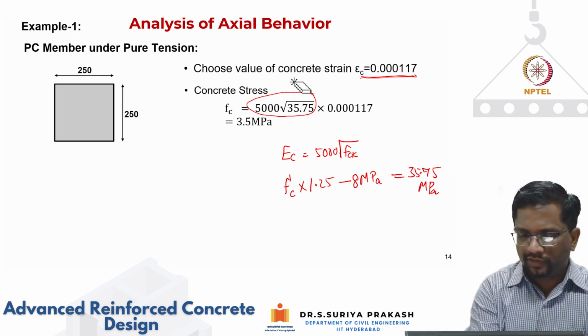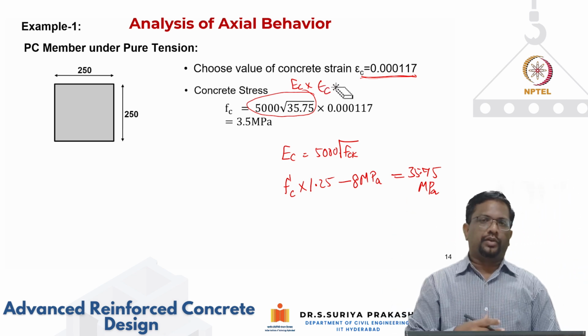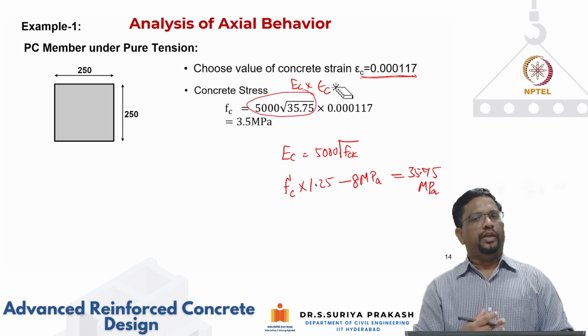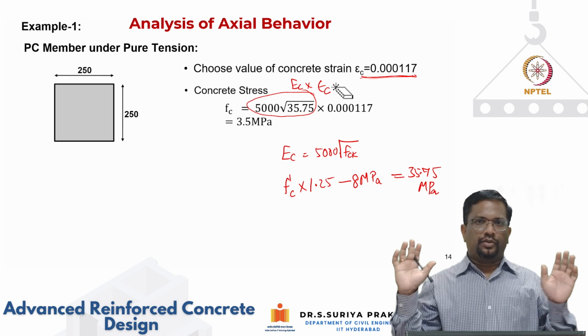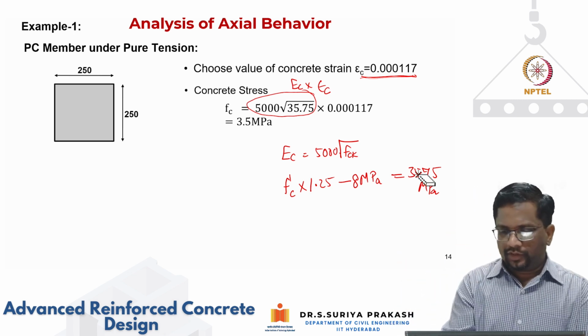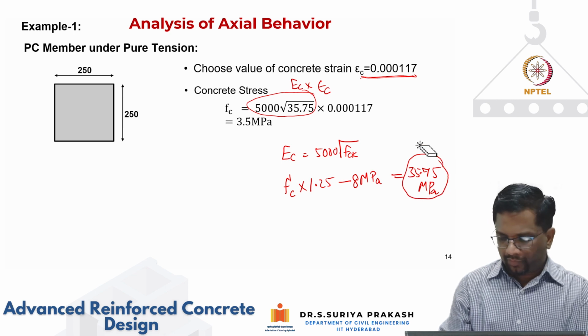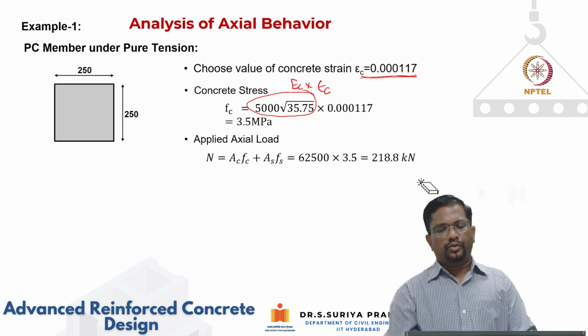In other words, this is Ec multiplied by epsilon c. That is your stress, because we know that concrete in tension is going to follow linear elastic behavior until it cracks. After it cracks, there is not going to be any stress offered by concrete in tension, right? So this is how we got this 35.75. Okay, anyway, I'll erase this. Right, so you get this.